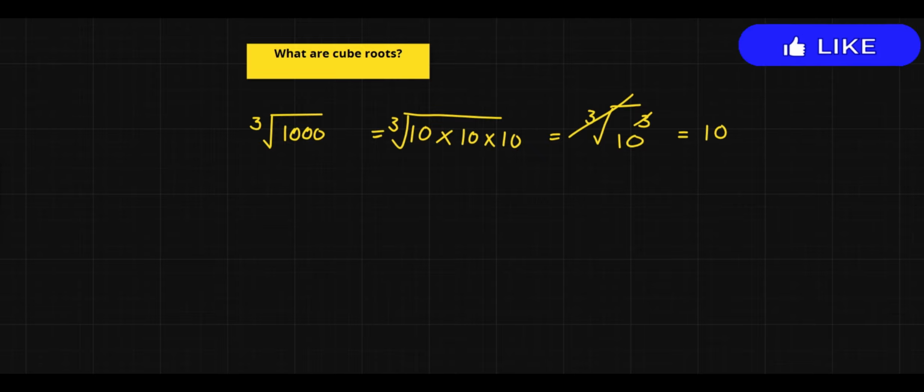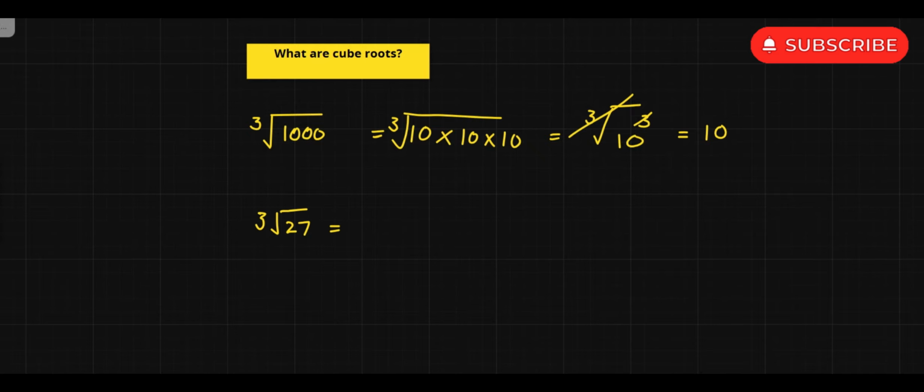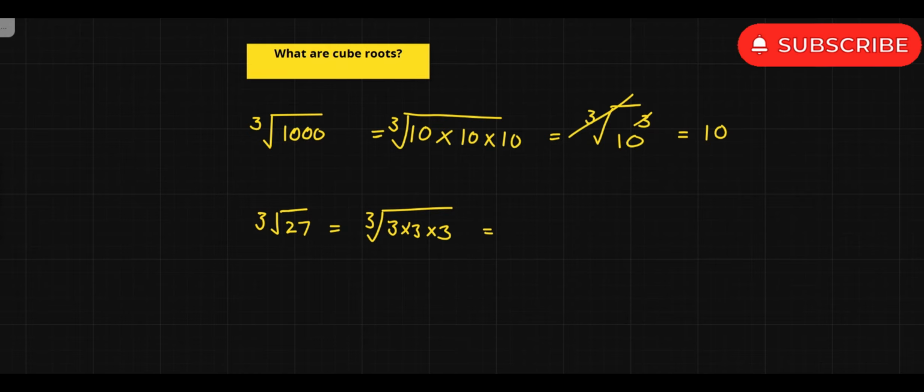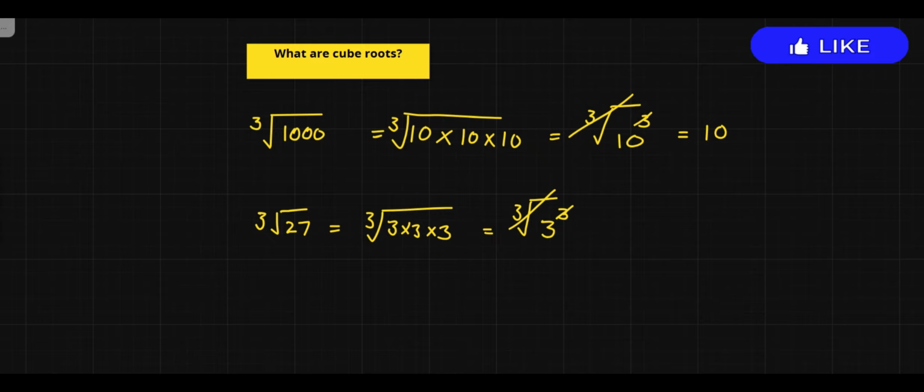It's not only for 1000, there are so many. Another example, 3 is the cube root of 27. How? Let me explain. As we know, 27 can be written as 3 times 3 times 3. So this 3 times 3 times 3 can also be written as 3 cubed. And now this cube will be cancelled with this cube root, and hence we got the answer as 3. That's why I was telling you in the beginning that 3 is the cube root of 27.